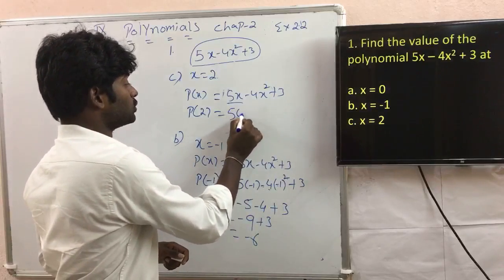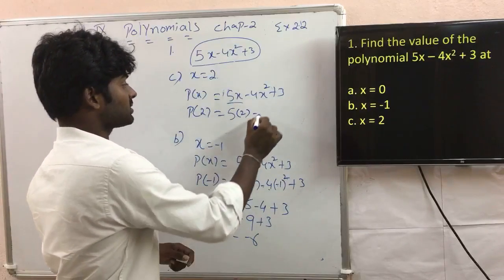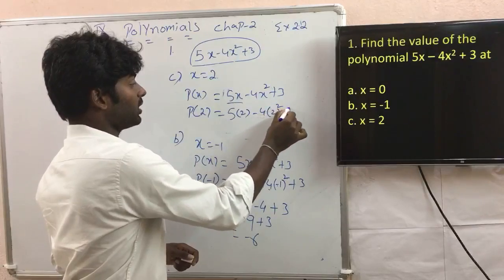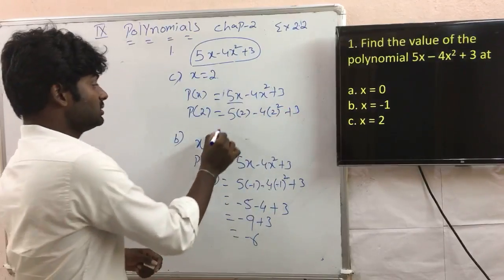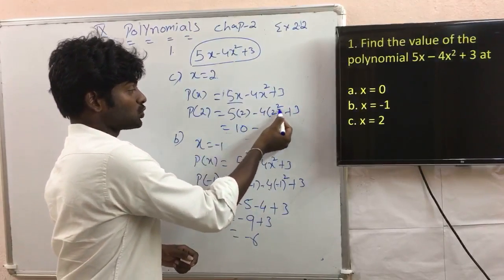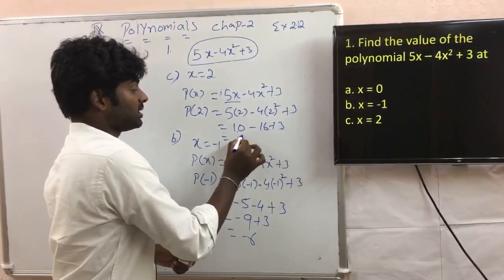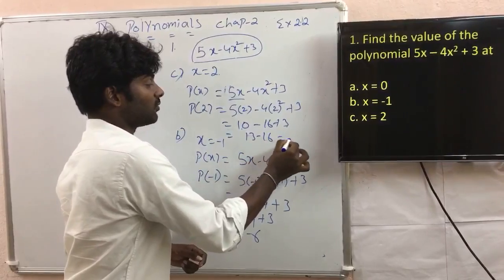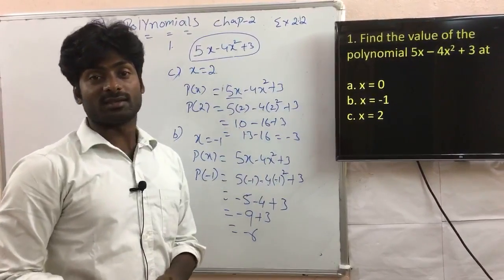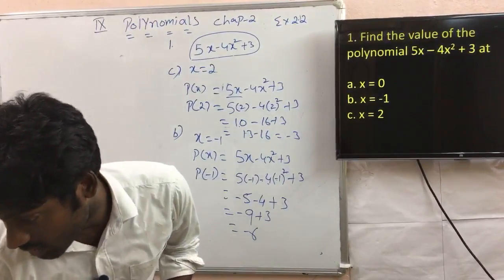So 5 into 2 minus 4 into 2 whole square plus 3. 10 minus 2 square, 4. 4 4s are 16 plus 3. 10 plus 3 is 13, minus 16. Obviously you will get -3 as the answer. Okay.